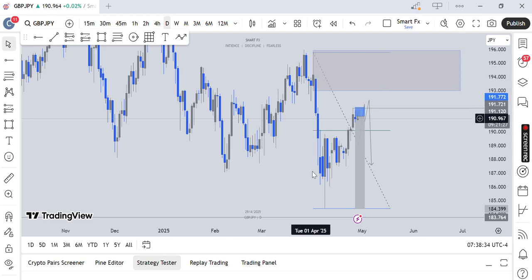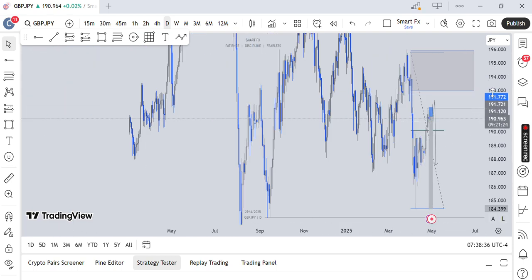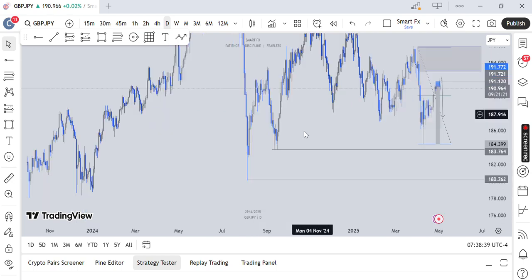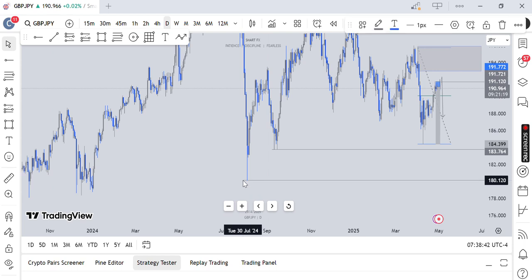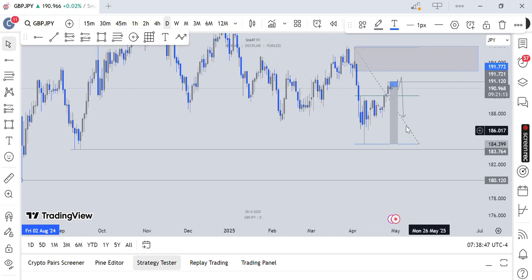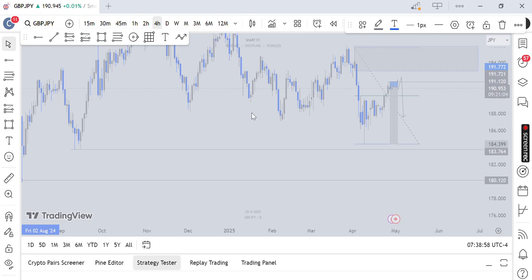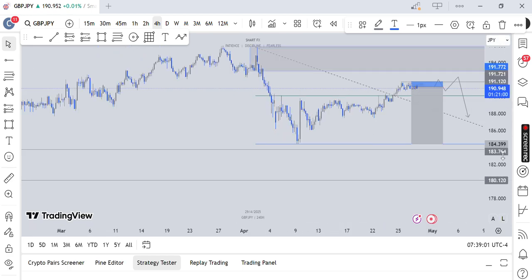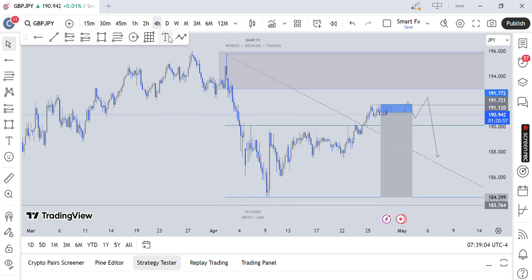After this impulsive move to the downside, there is still a low to be taken, which is this low, and there is also this low to be taken. After this impulsive move to the upside, I used my fib from the high to the low and marked my 50%. Once the market passes the 50%, I'll go down to my 4 hours and watch out for my confirmation entry for a sell. And that's exactly what happened. The market traded into 50% here and gave me a double top, kind of.